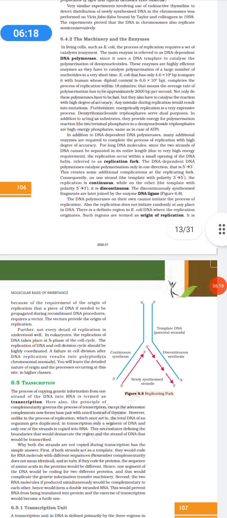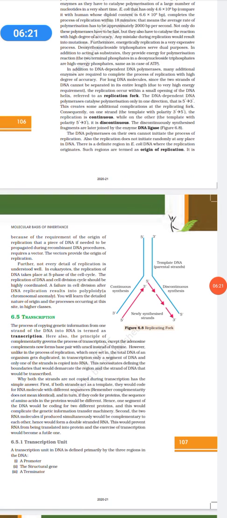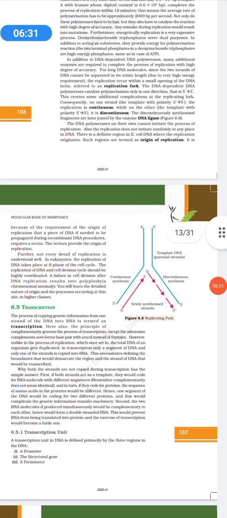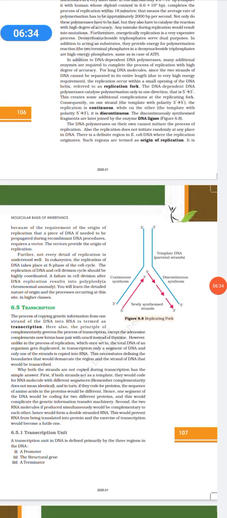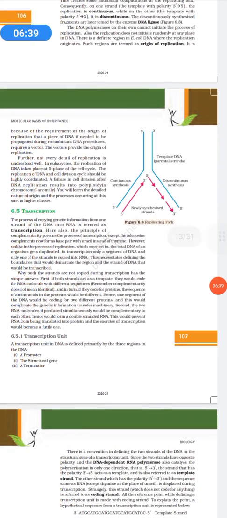Now this DNA polymerase cannot initiate the process of replication by itself, and replication is also not random. There are regions known as the origin of replication. Because of the requirement of the origin of replication, a piece of DNA, if it needs to be propagated during recombinant DNA procedures, requires a vector, and the vector provides the origin of replication.